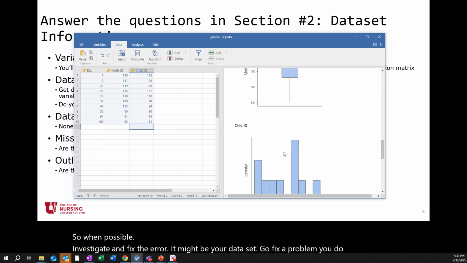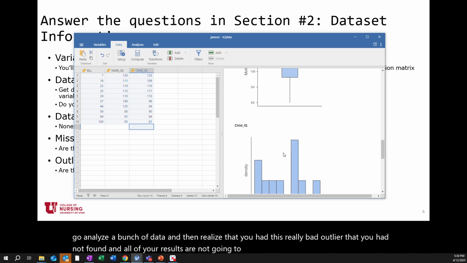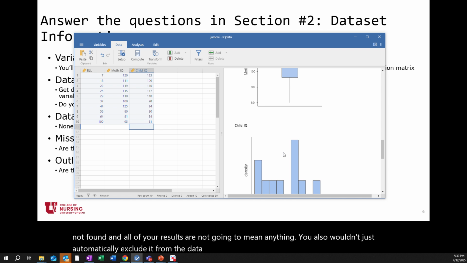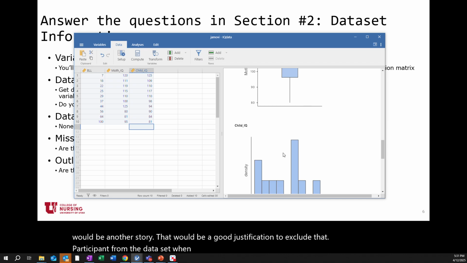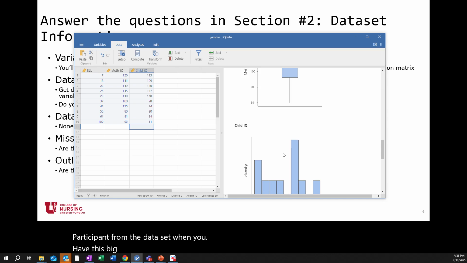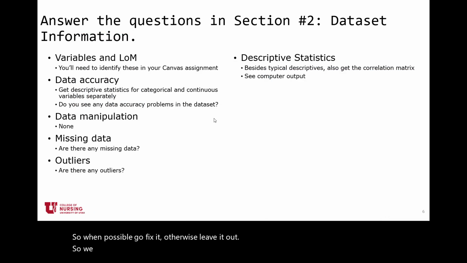You do not want to go analyze a bunch of data and then realize that you had this really bad outlier that you had not found, and all of your results are not going to mean anything. You also wouldn't just automatically exclude it from the data set if you could go fix it. If you couldn't fix it, that would be another story. That would be a good justification to exclude that participant from the data set when you had this big outlier and had no way to go check it and find out what was going on with it. So when possible, go fix it. Otherwise, leave it out.